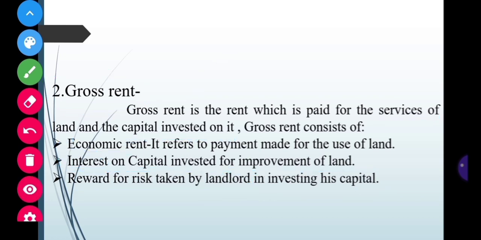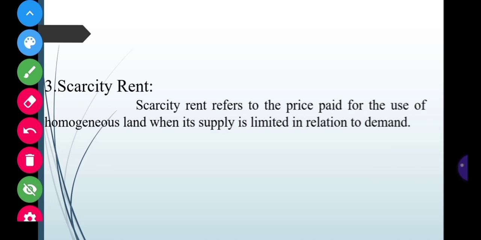Next, third one, we have scarcity rent. Scarcity rent refers to the price paid for the use of homogeneous land.